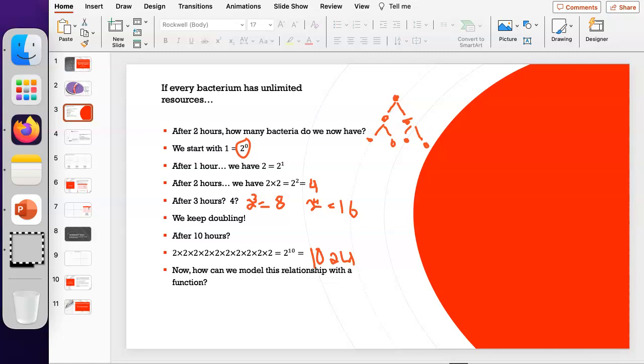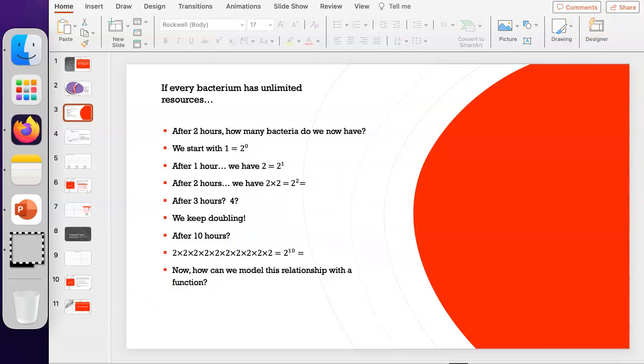Now, how can we model this relationship with a function, right? We're looking at exponents, right? The process here is called exponentiation. If it keeps doubling, we keep multiplying by 2, we're exponentiating. So how can we model this relationship with a function? You might already have an idea, right? We have a 2 here, and the exponent itself is what's changing as we increase over time, right? It's going from 2 to 3 to 4, and it's going to keep going up. So that's what's varying, is the exponent. So how might we model this with a function? I will take a second, let you guys come up with some ideas, and we'll be back.